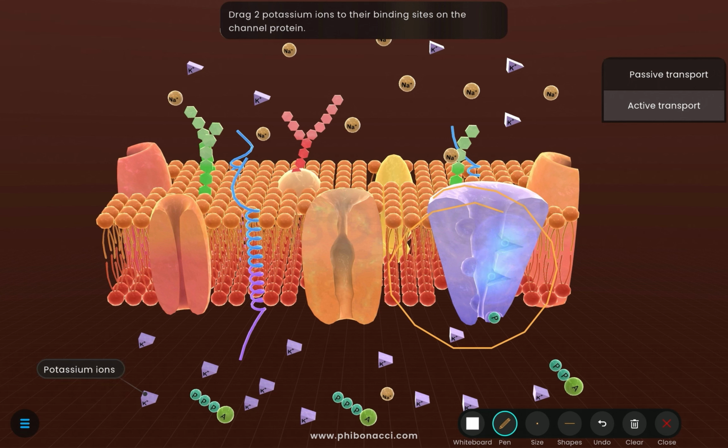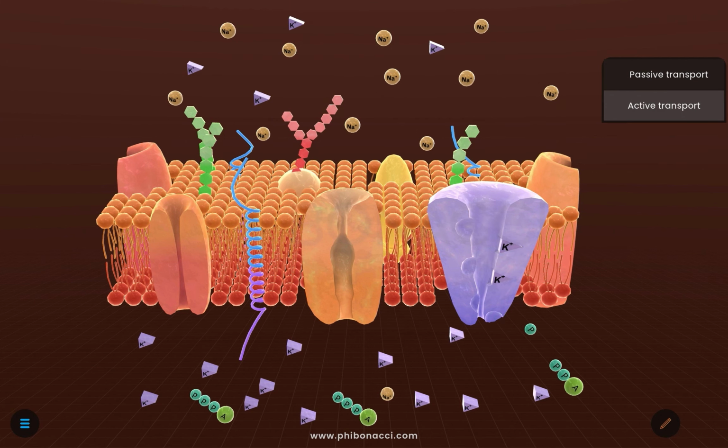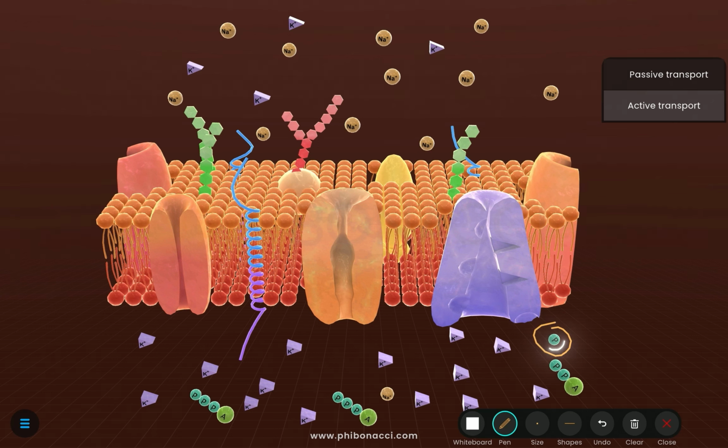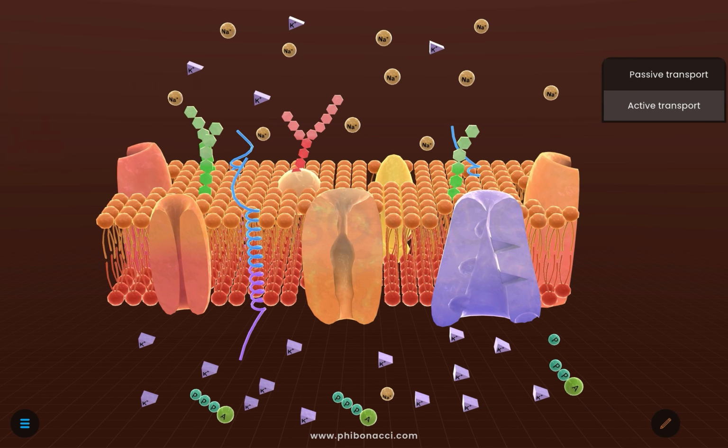Now, for every 3 sodium ions, there is transportation of 2 potassium ions, when we are talking about the sodium potassium pump. Potassium ions also have specific attachment sites. After attaching 2 potassium ions to the particular site, the phosphate is released. You can see this phosphate got released, and the release of phosphate led to a change in the shape of the channel protein, and thus it helped in the transportation of potassium ions into the inner side of the membrane, or into the cytoplasm basically. So that is how sodium and potassium are transported across the membrane.